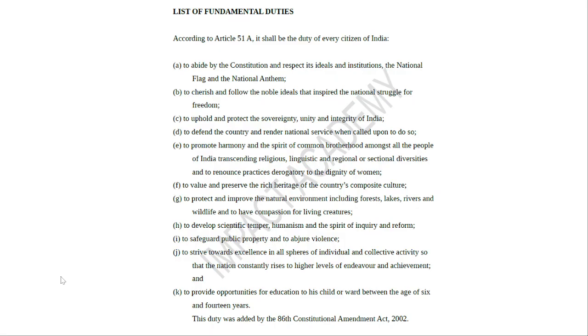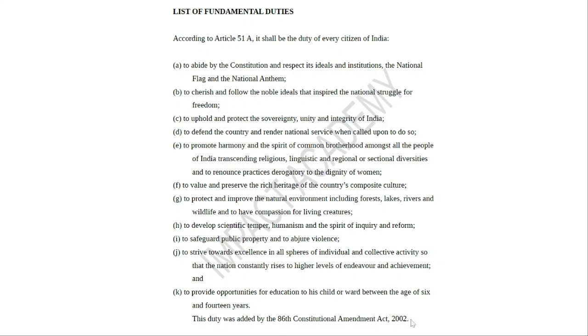Okay, so you have to go through these fundamental duties multiple times, and just by looking at the statement, you have to identify what it is. And if possible, try to remember the subsections also. But if that is a little bit difficult, at least remember the last one is K, and this was added by the 86th Constitutional Amendment Act 2002.